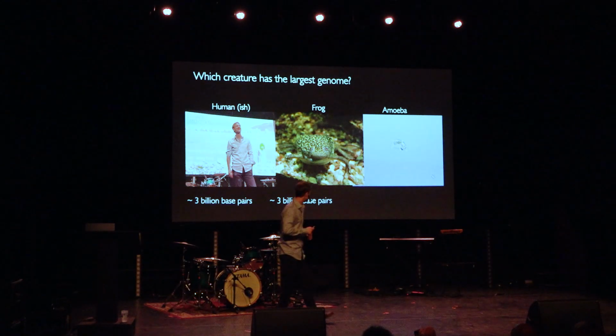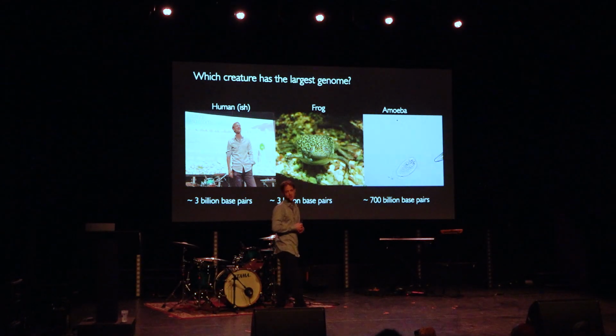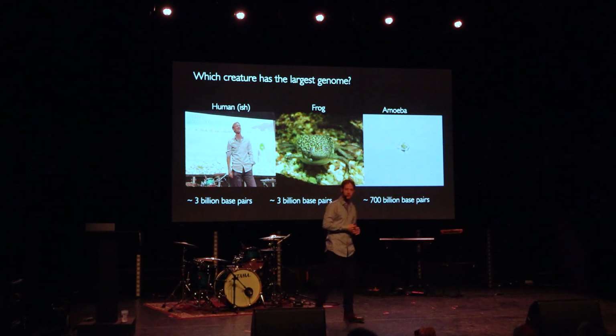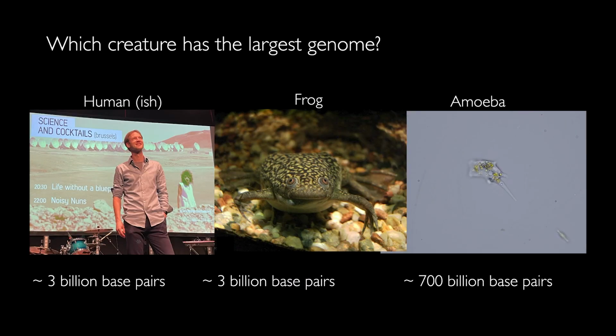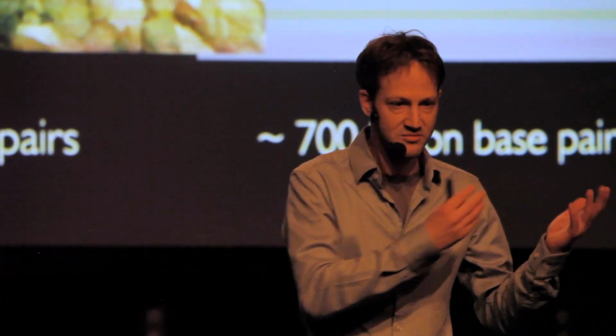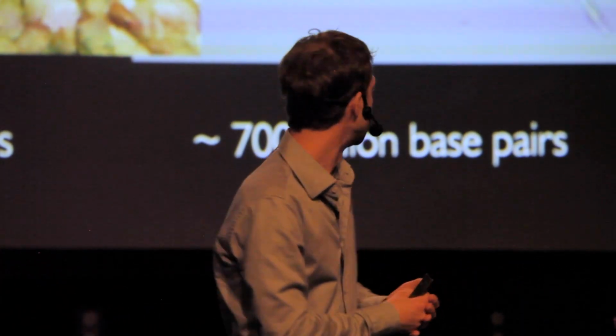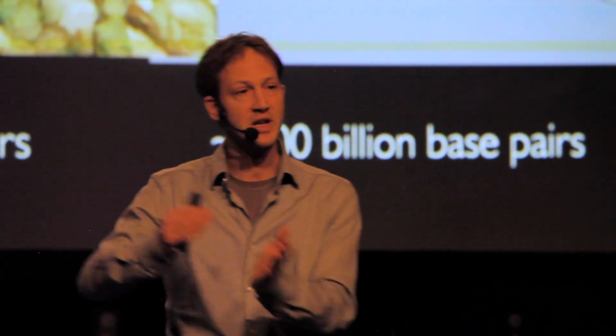And then if we look at the amoeba, it has a much larger genome than us. It has 200-300 times larger genome than us. So basically, we have to see that genome size rather does not really correlate with complexity of an organism.